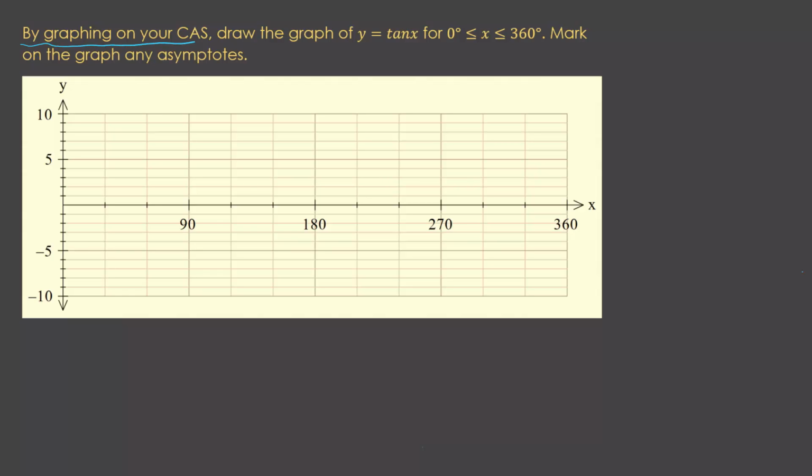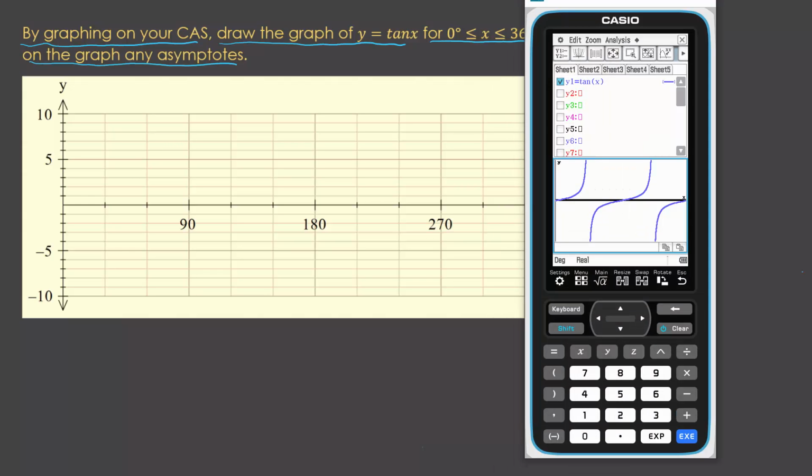By graphing on your CAD, draw the graph of y equals tan x for values of x between 0 and 360. Mark on the graph any asymptotes. Well, let's look at a couple of things. I've already done the graph of y equals tan x, and you can see what it looks like, but it probably won't help us draw it that well without doing a lot of extra work.